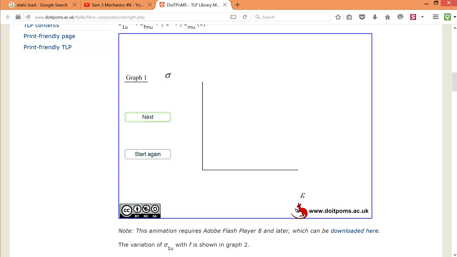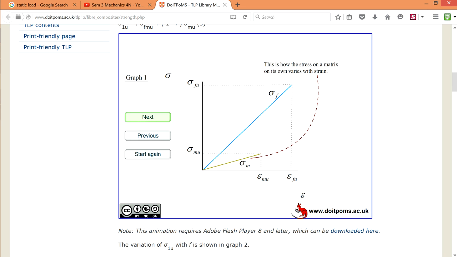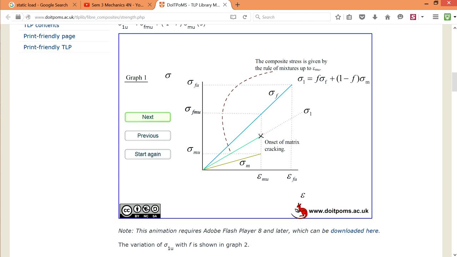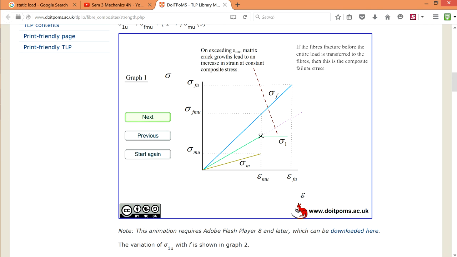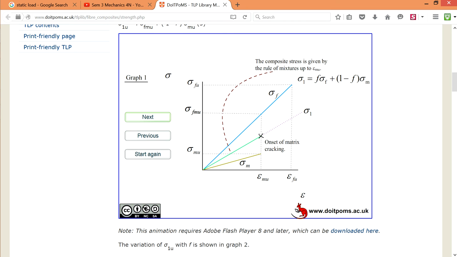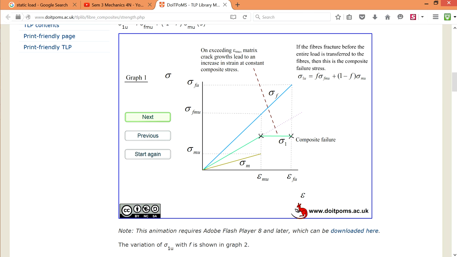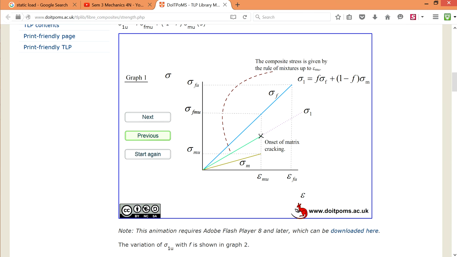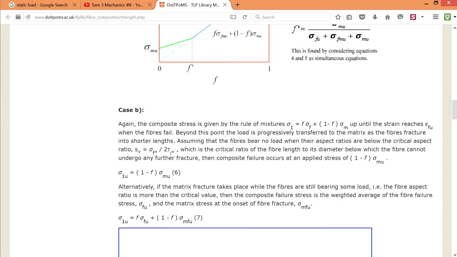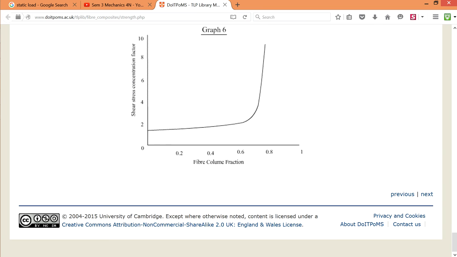Over here it tells you how the stress of a fiber looks like, then how the matrix looks like, and where the cracking starts to occur, and how the composite behaves and when the composite will fail. This green line is the composite failure. Over here is where it starts to crack, in between your fiber and your matrix. But I'm not going into details because there is quite a lot going on.